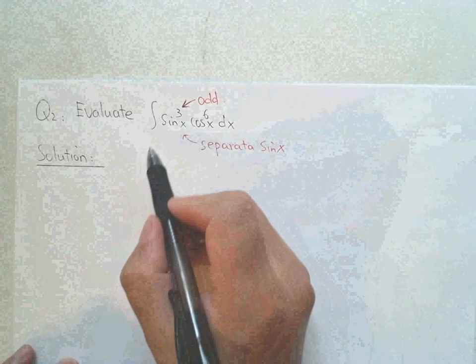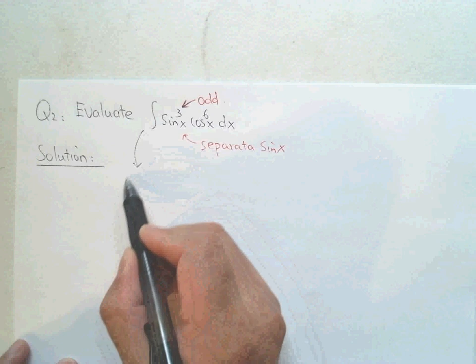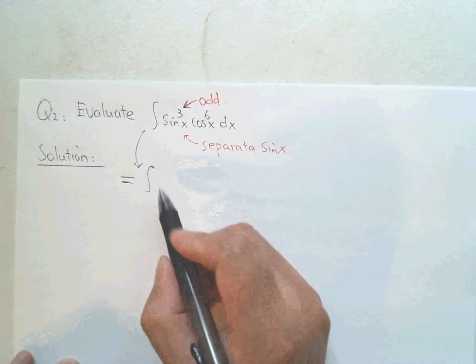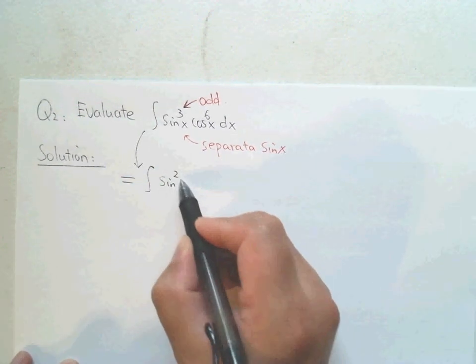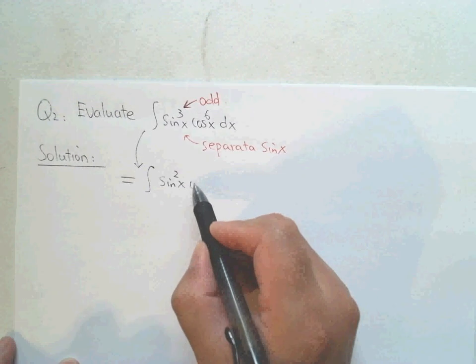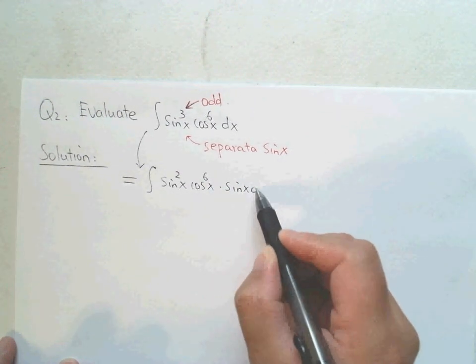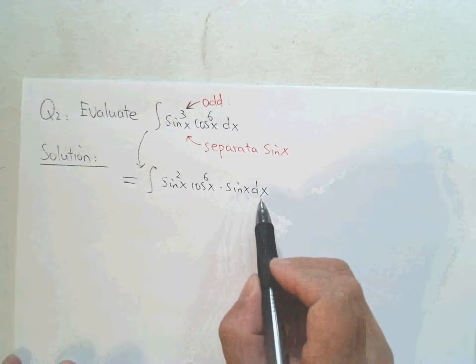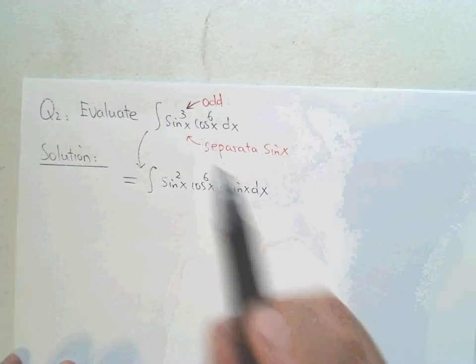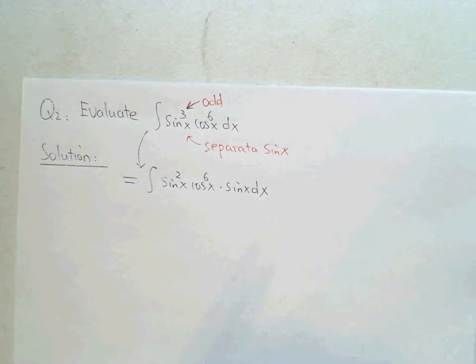And then what do we make? I'll put that here. So we will make this: the second power left, and the cosine 6th power times sine x dx. Sine x dx is d cosine. That's why we will make this type.